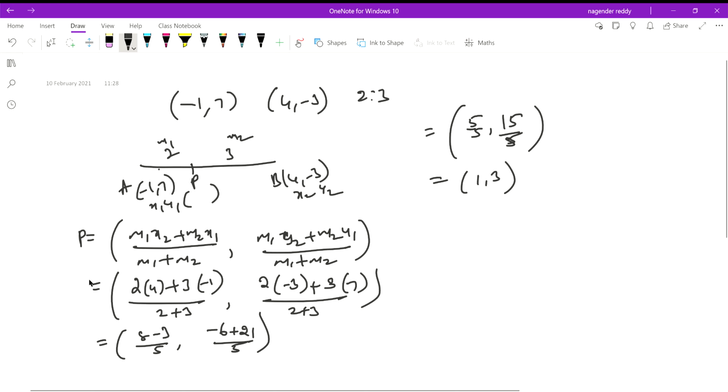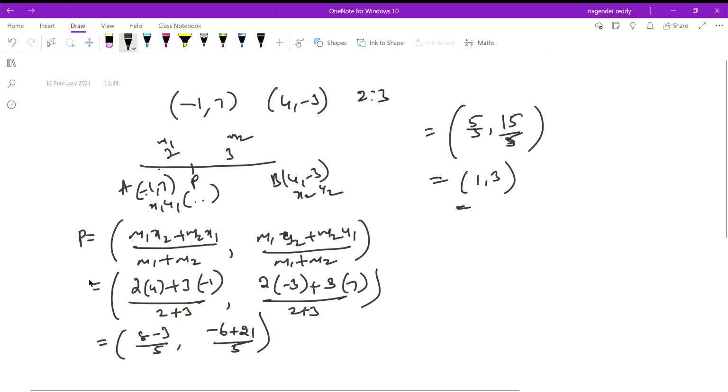So what is the meaning of this? The point 1 comma 3 divides the line segment AB in the ratio 2:3 on the coordinate axis. That is the concept of this one. So this is the concept in the section formula. If you want to go for the mid value also, you can go with the mid value.